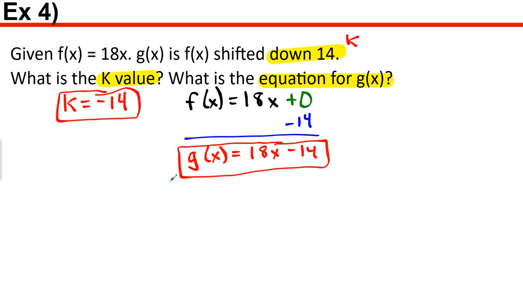Our k value was negative 14 because we're going down 14. And to get the equation for g of x, we again took f of x, which was equal to 18x. We didn't have a k value for f of x, so since it's not there, it's 0. So we added the 0 here. And then since we're going down 14, that's minus 14 from 0, which ends up being negative 14. So our equation for g of x equals 18x minus 14.